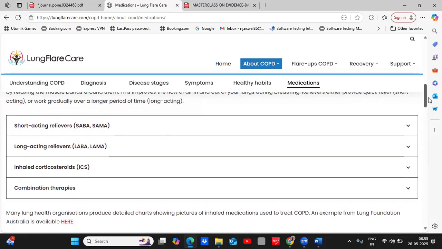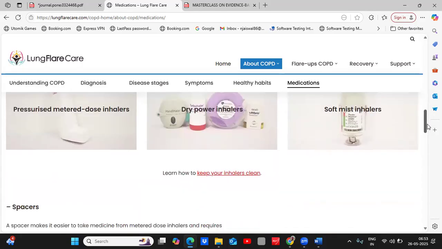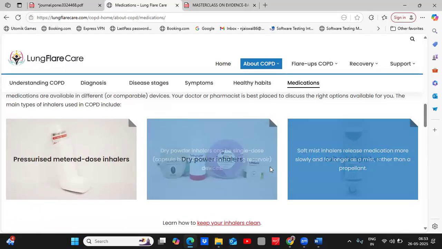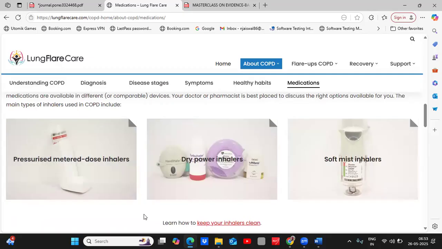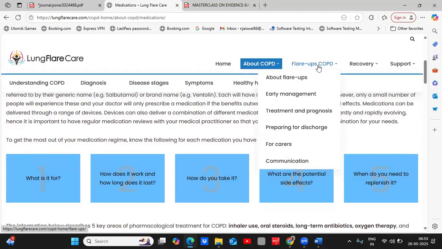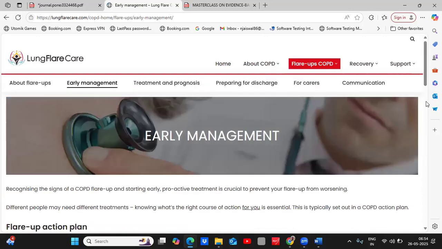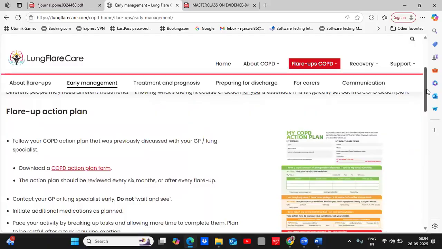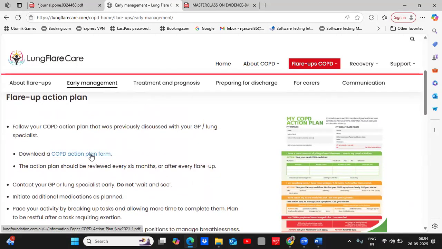In short about the medications, what are the different types of mist inhalers, dry powder inhalers, pressurized metered dose inhalers. Everything has been provided for the patient. Then flare ups. What the patient should do during the flare ups, early management. The most important thing is the flare up action plan they have given. The COPD action plan form is available on the website. So these kinds of resources are also needed. If you're running a pulmonary rehab clinic, you can also develop such an online resource for your patients where they can go and access the information anytime.